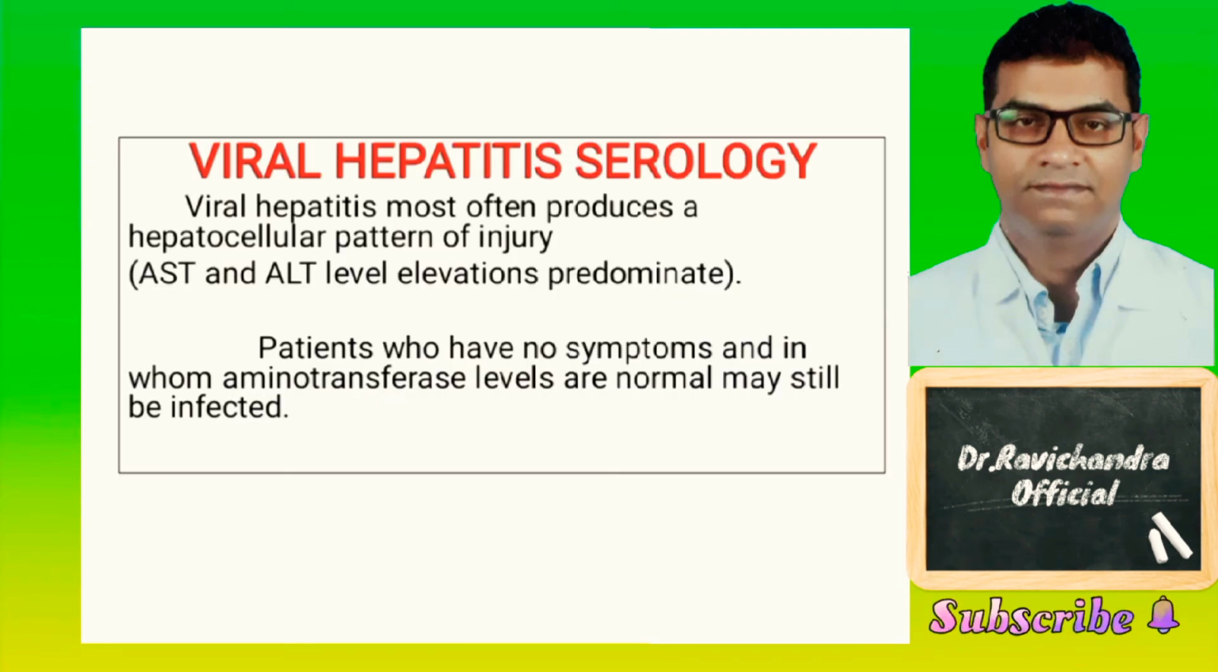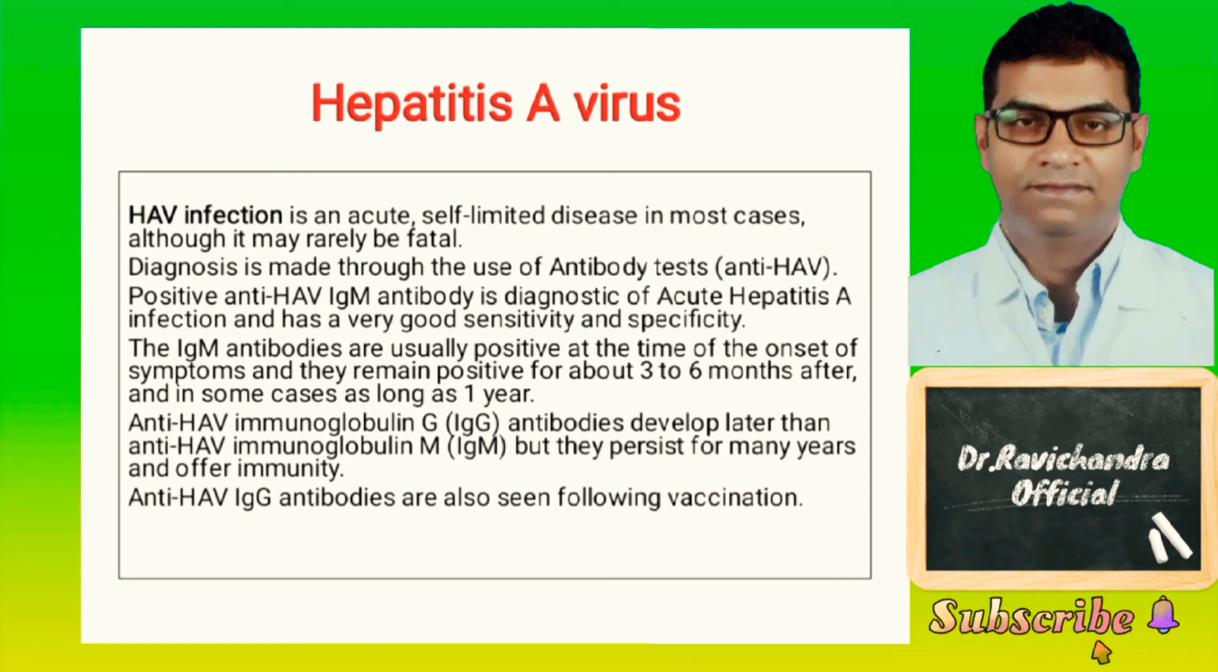Viral hepatitis serology. Viral hepatitis most often causes a hepatocellular pattern of injury, and in this, AST and ALT elevations will be predominant. Patients who have no symptoms and in whom aminotransferase levels are normal may still be infected. Hepatitis A virus infection is an acute self-limited disease and rarely fatal. Diagnosis is made using antibody tests, anti-HAV. A positive anti-HAV IgM antibody is diagnostic of acute hepatitis A infection.